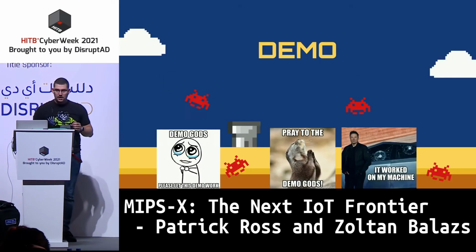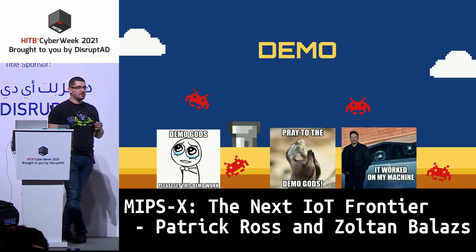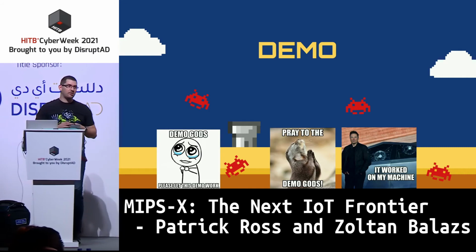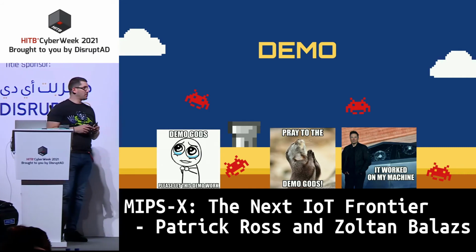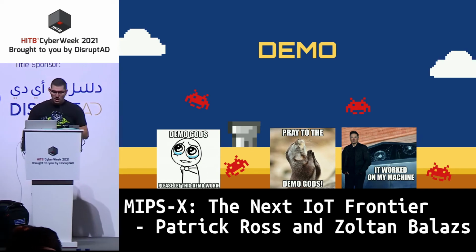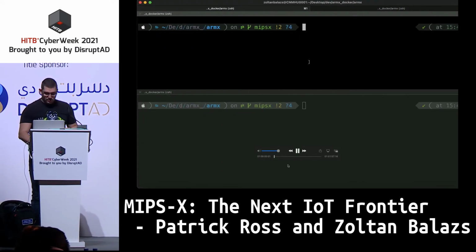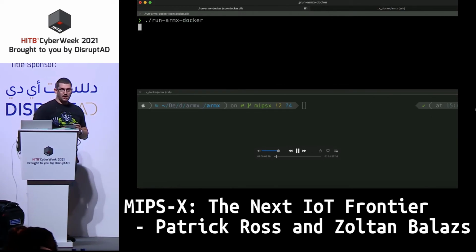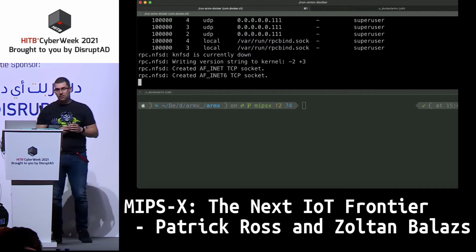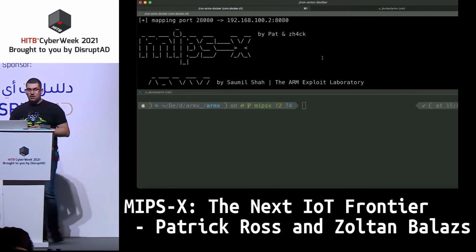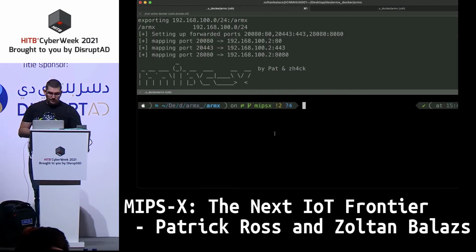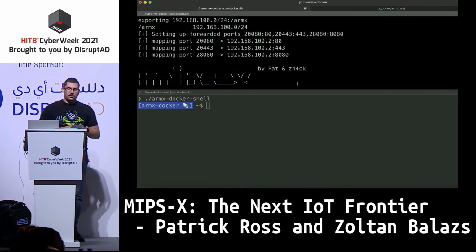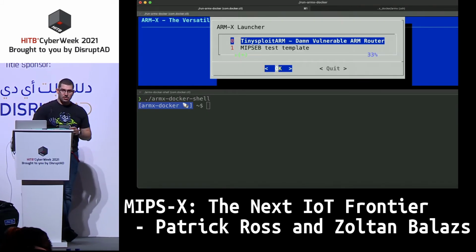Alrighty, and let's see this in action. Luckily, I already have a recorded video for you, so I'm not going to do a live demo here. So let's see how this works. On the top, I'm starting the ARMX Docker binary, which will kickstart the QEMU environment. And on the bottom, I'm starting the Docker shell.